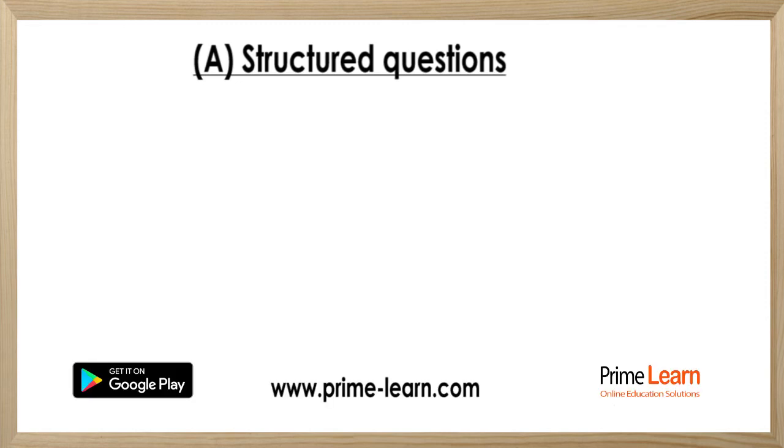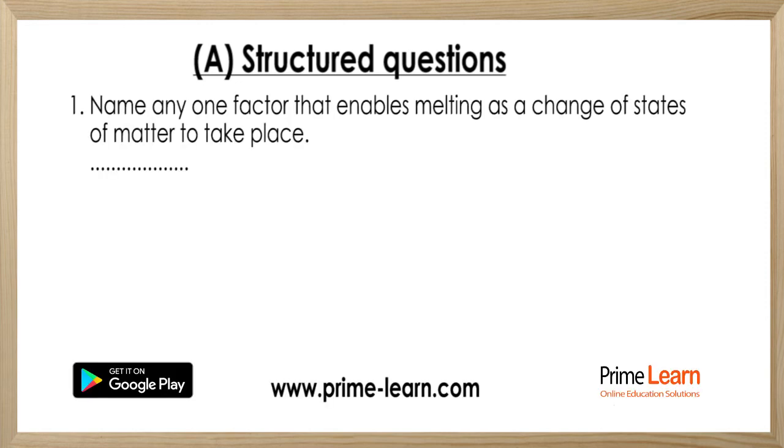My question number 1 is, name any one factor that enables melting as a change in state of matter to take place. Which factor is that? Which factor must be there in order for substances to change under the process of melting? Do you know the answer? I guess yes, the answer is heat.